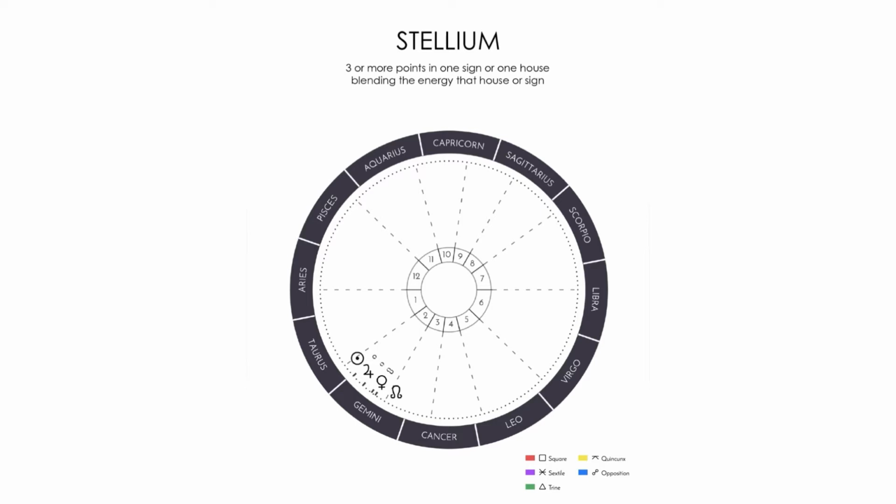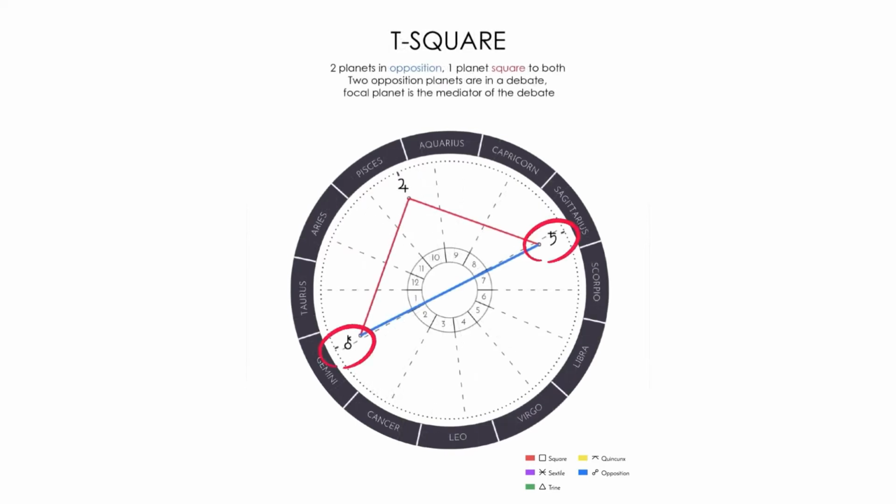As an example, other patterns are T-square, which is 2 planets in opposition and 1 square to both of those planets. This is fairly common in people's natal charts. Those 2 opposition planets are in a debate of sorts, and the planet that's squared to both of them is called the focal planet. It's kind of the mediator or the problem solver of this debate.